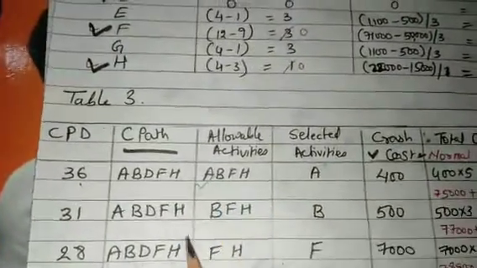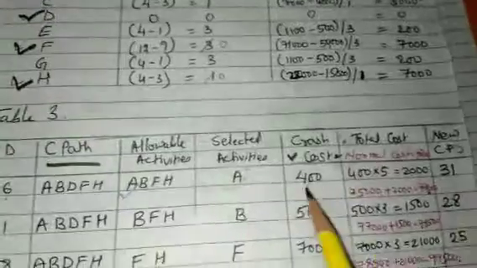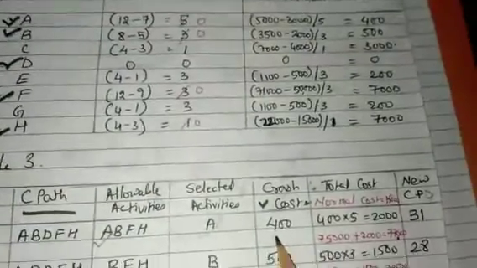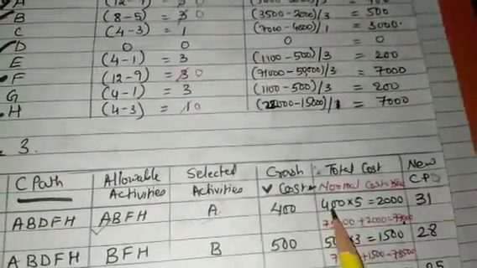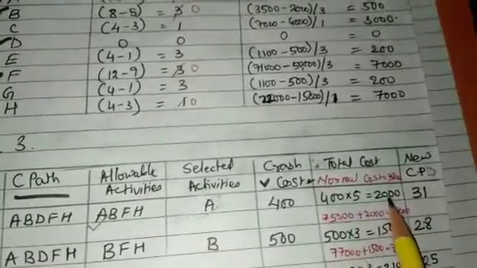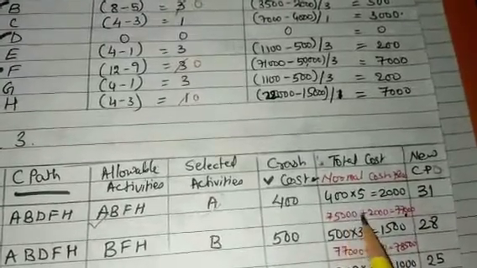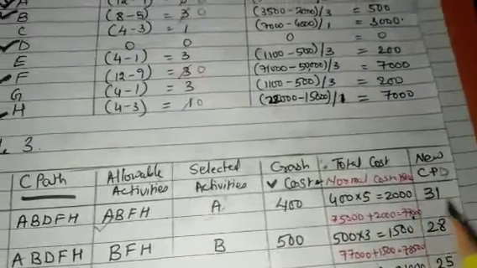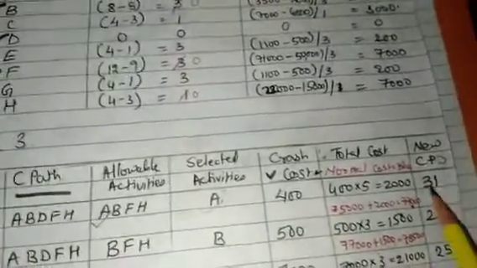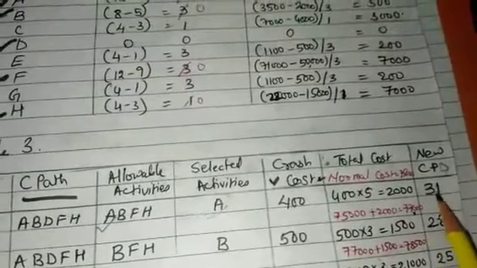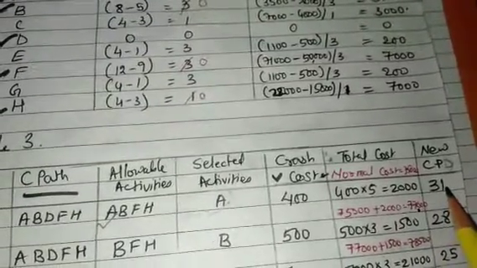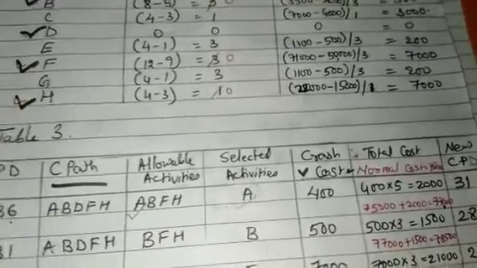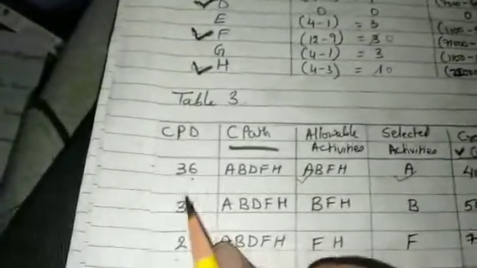I am selecting activity A for crashing. A was crashed 5 times, and its cost was 400, so 400 into 5 is 2000. I add it to 75,000, plus 2000 gives me 77,000. My critical path has been reduced by 5 days, so my new critical path would be 31 days, which I write here.